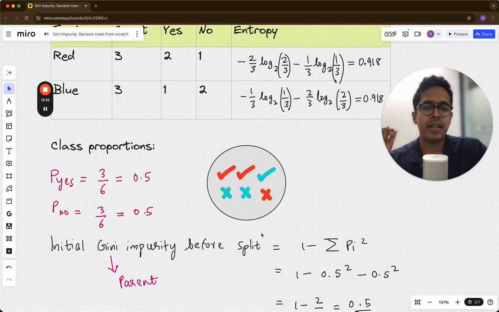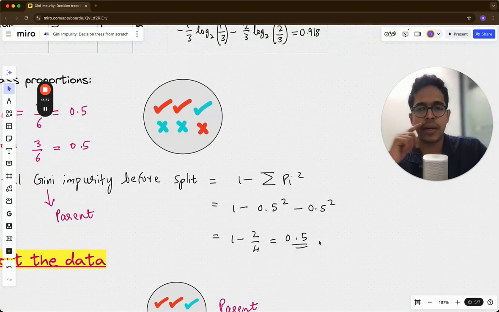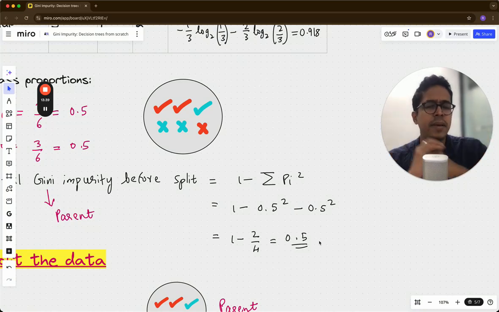And Gini impurity is equal to 1 minus sigma p_i squared. Now here is a question. What is the p_i here? What are the classes here? Is it the color or is it yes or no? Because color means there are 2 colors, blue and red. Yes or no means there are again 2 classes. Either it is yes or it is no.